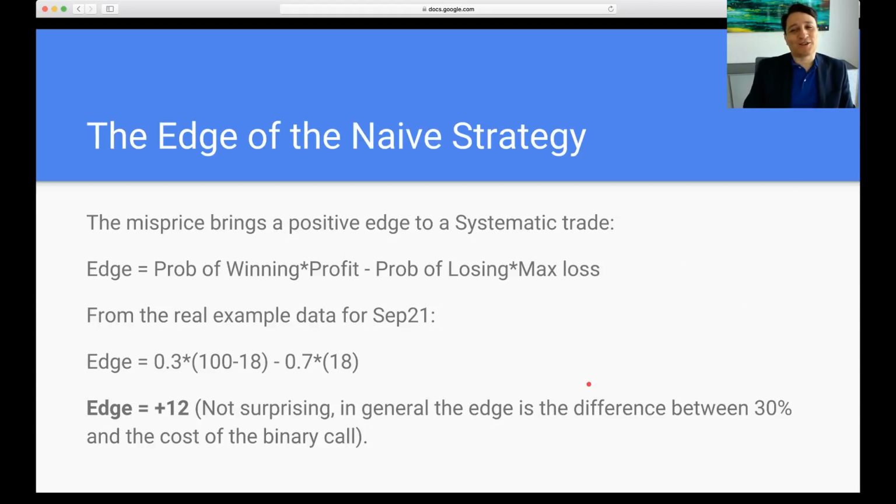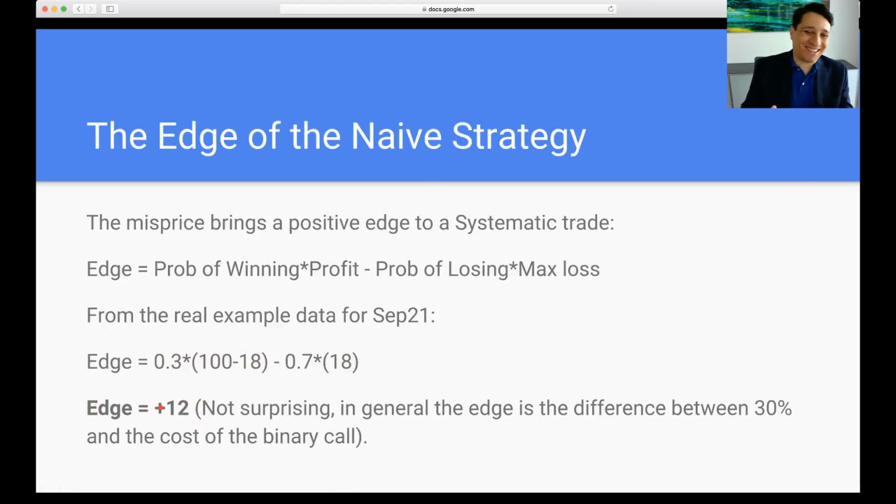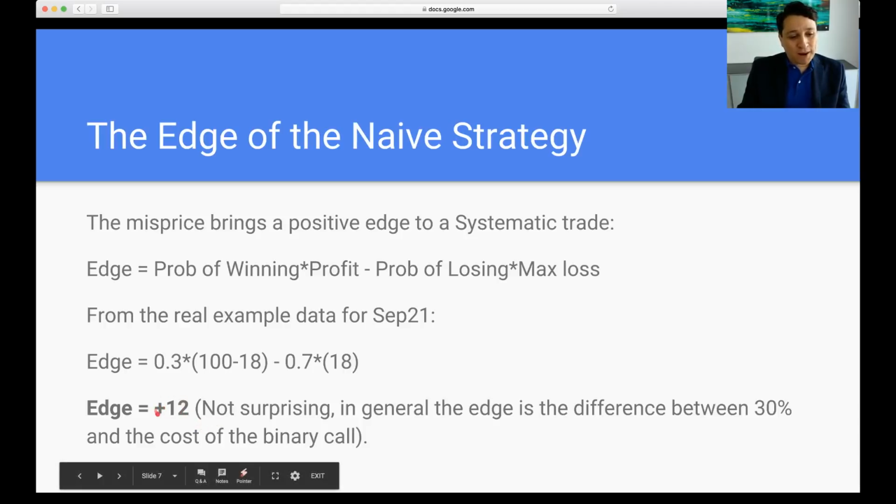So what is the edge? If you remember your statistics, you will remember the definition of edge. The edge is just the probability of winning times the profit minus the probability of losing times the max loss. That's how edge is defined in finance and even in gaming, when you bet in a casino. From this real example, I ran all these numbers and the edge is plus 12, which is really the difference between 30 minus 18. I just wanted to use the full equation to show that it works. It's not surprising. What is surprising is a positive edge. Positive edge has tremendous implications.